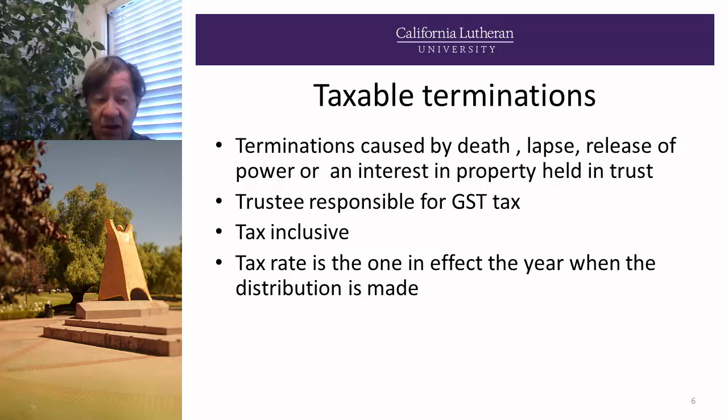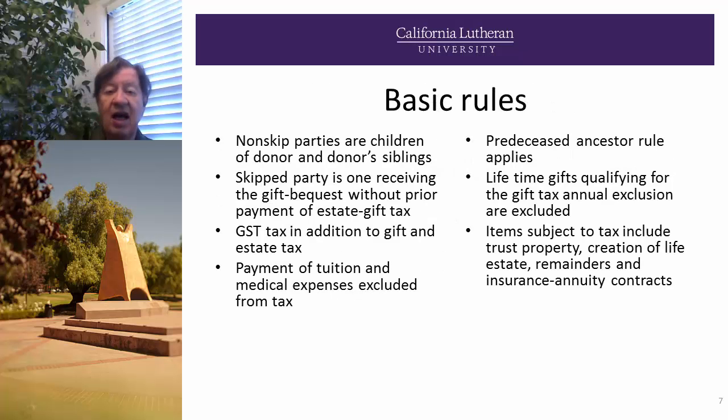Unlike the grantor or the recipient, this is where the trustee is responsible. It's tax inclusive, again, tax on tax, and the tax rate is in effect the year when the distribution is made. So this is, again, a situation where we don't know what the tax will be until we know the year of death. Some basic rules we have for generation skipping tax.